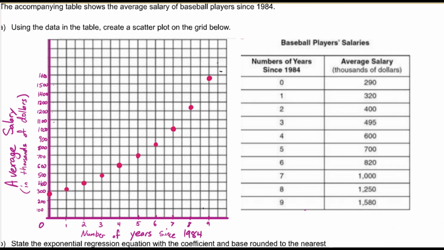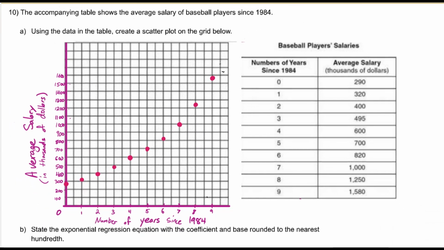Now, for number 10 here, we also did exponential regressions this unit. The first part of this asked, using the data in the table, create a scatter plot on the grid below. I've already taken the time to do that. Notice I have not connected these points because I don't have any data values in between these numbers. I know normally we connect 0 to 1, but if I were to do that here, that would imply that I have data for all the values between 0 and 1, which I very much do not.